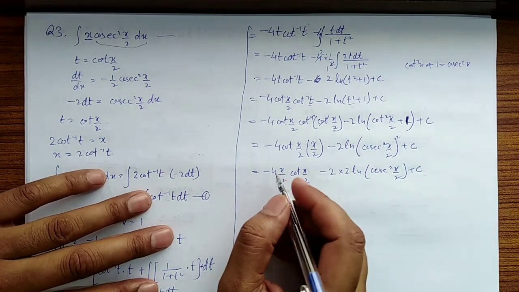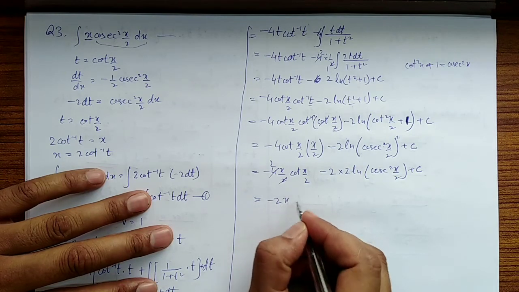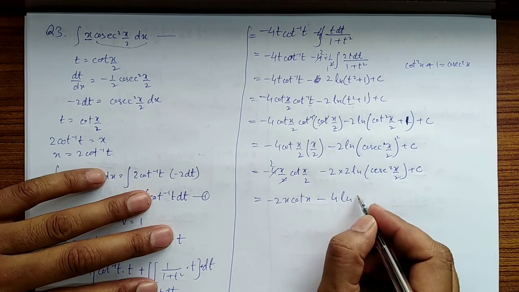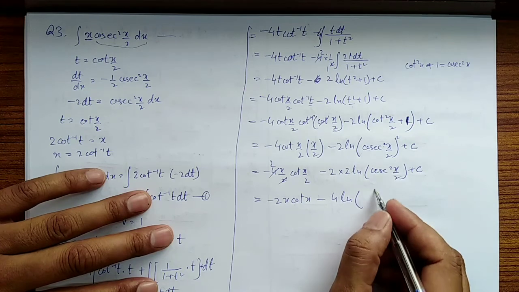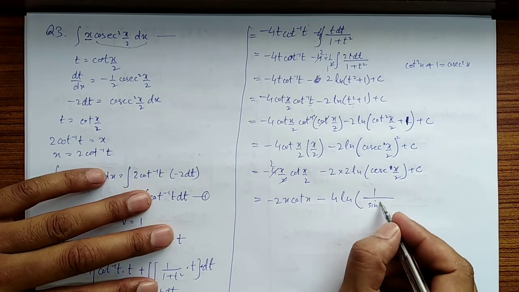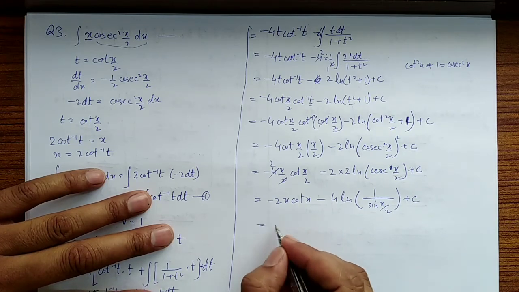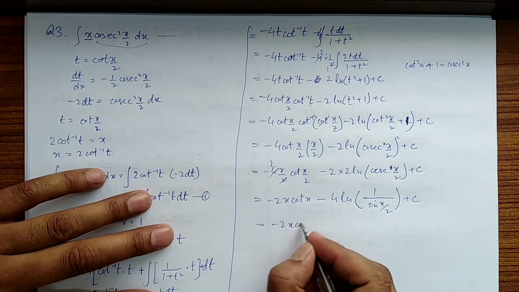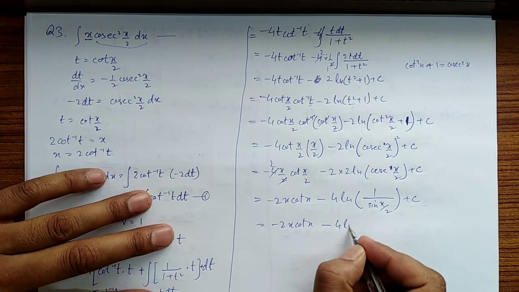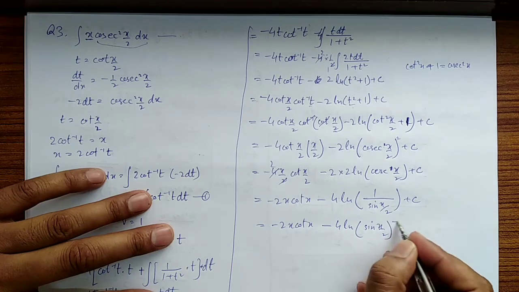Now cancelling this 2 and this 4, we can write minus 2x cot x minus 4 ln cosec x upon 2. In place we can write 1 upon, so now it's not square here, x sin x upon 2 plus c. So now we can further write minus 2x cot of x minus 4 ln sin x upon 2 to the power minus 1 plus c.